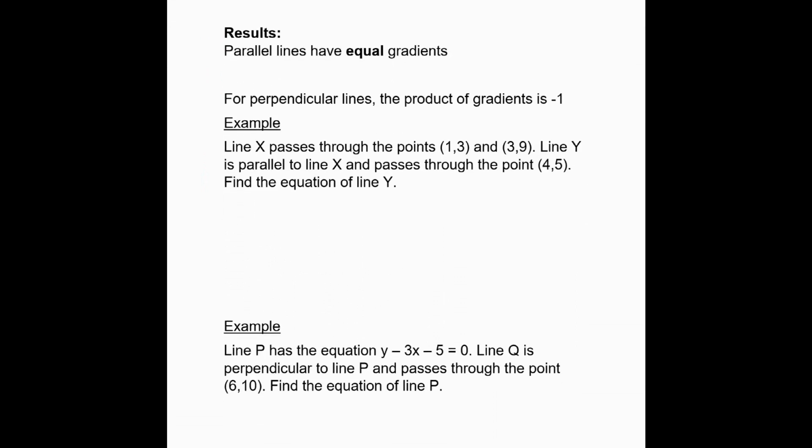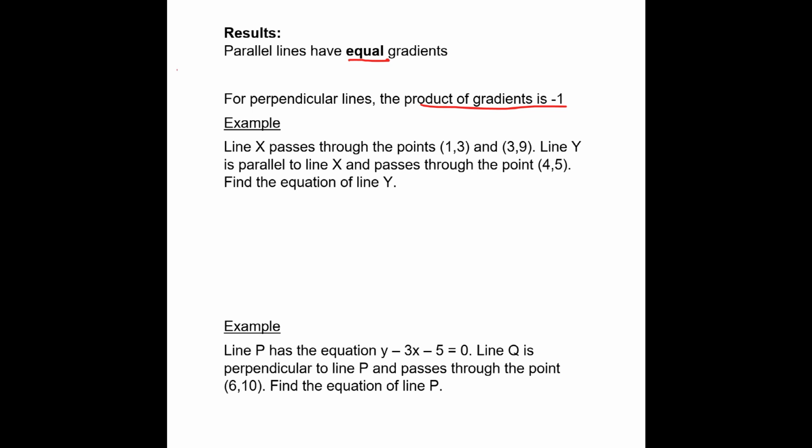Our results: parallel lines have equal gradients, and for perpendicular lines, the product of the gradients is -1. Now let's have a look at some GCSE examples. These would be grade A or A star questions. For example, line X passes through the points (1, 3) and (3, 9). Line Y is parallel to line X and passes through the point (4, 5). We want to find the equation of line Y.